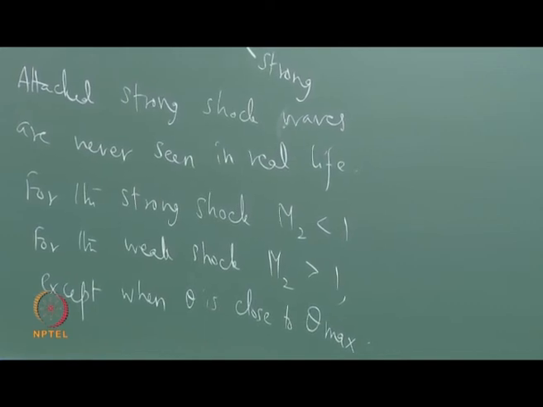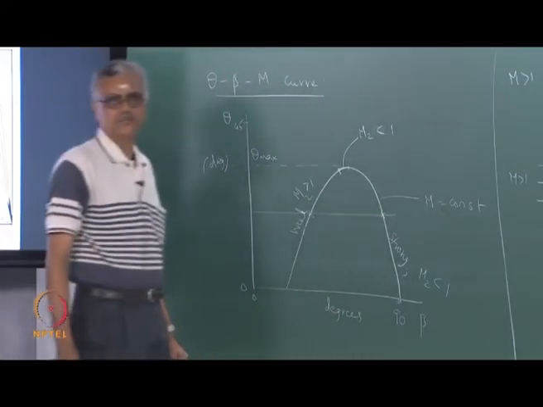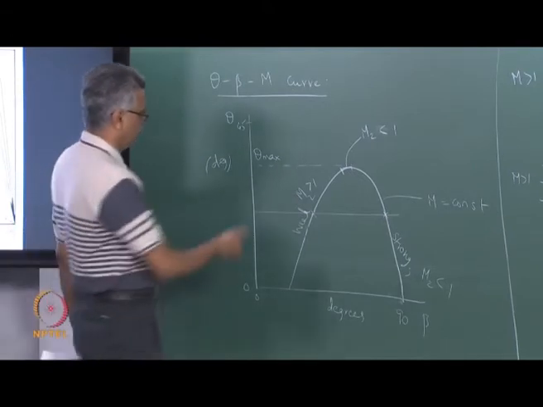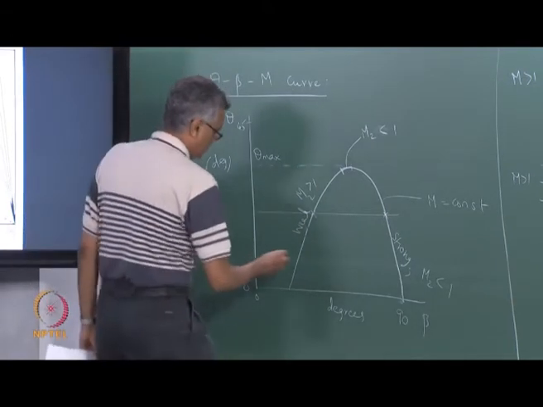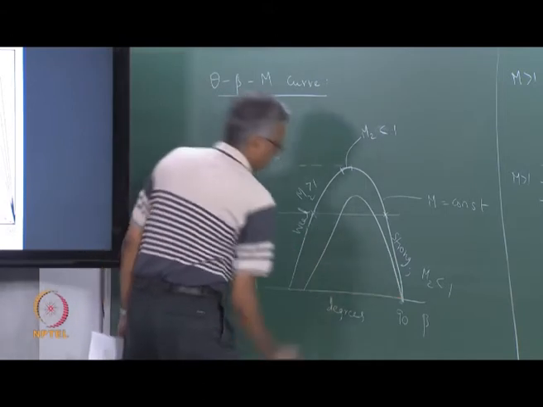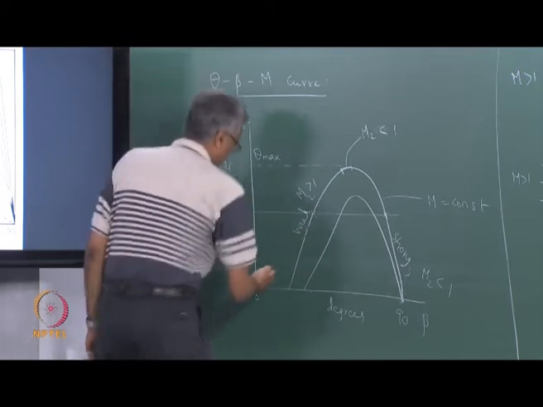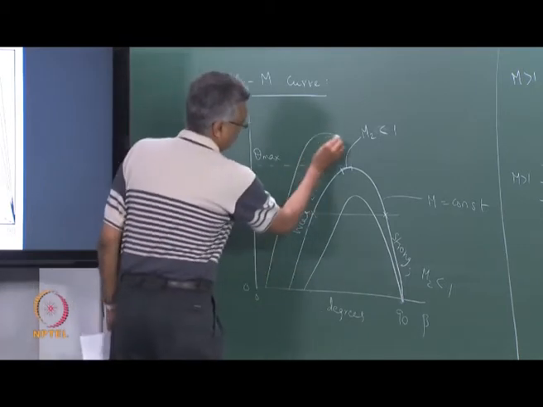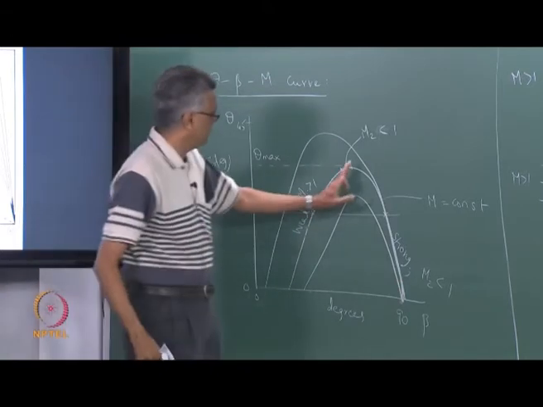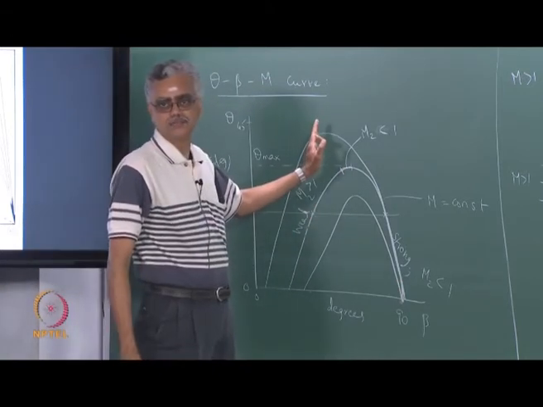So this is for one value of Mach number. Now the same curve corresponding to a lower Mach number would look something like this, and a curve with a higher Mach number would look something like this. Okay. So this theta max keeps shifting to the left.